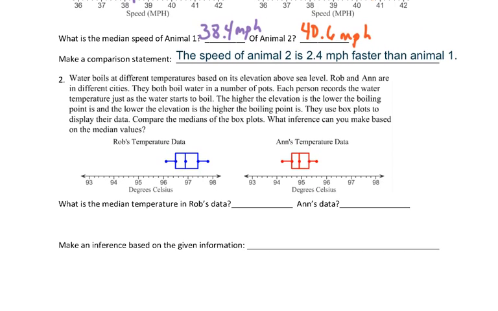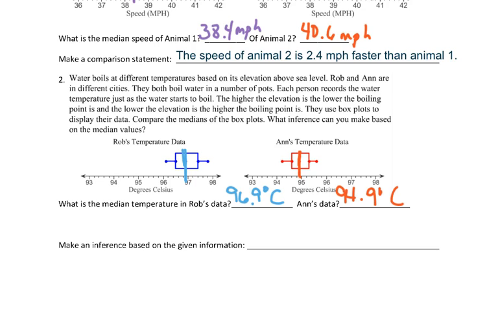So, let's first take a look at the median values. Rob's is right here. So we're going to say that's about 96.9 degrees Celsius. And then we'll take a look at Ann's. Ann's median temperature is right there. And we're going to say that that's about 49.9 degrees Celsius. I'm sorry, 94.9 degrees Celsius.